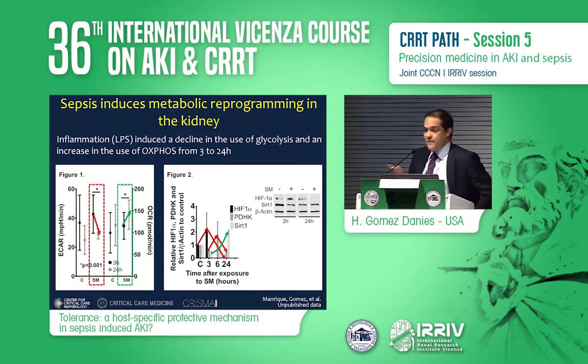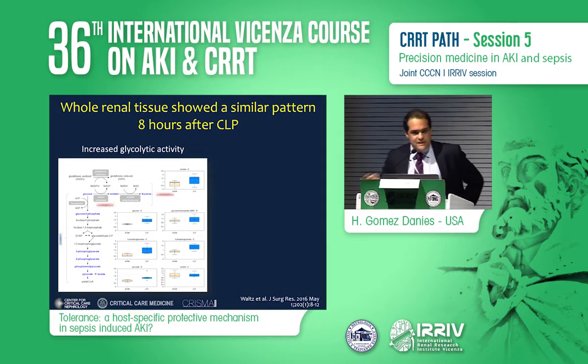And the drivers behaved exactly the same. HIF1 alpha and PDHK rose initially and fell towards 24 hours, and SIRT1, which is the driver of oxidative phosphorylation, rose at around 24 hours. So it seems like this happens in cells.